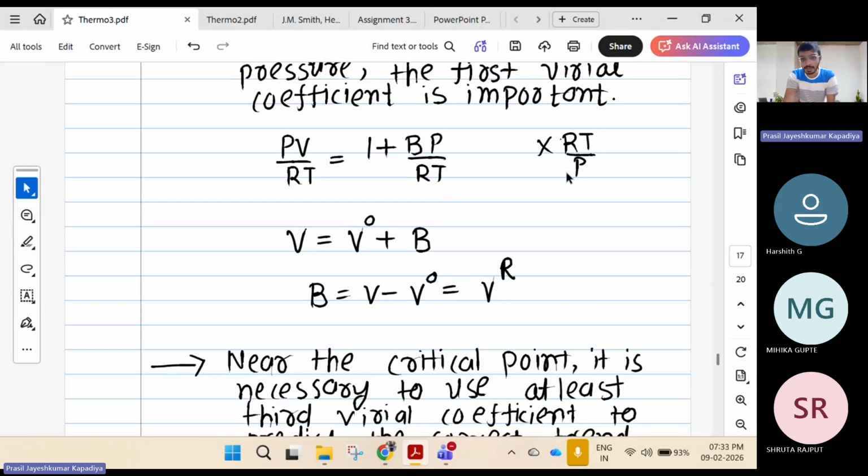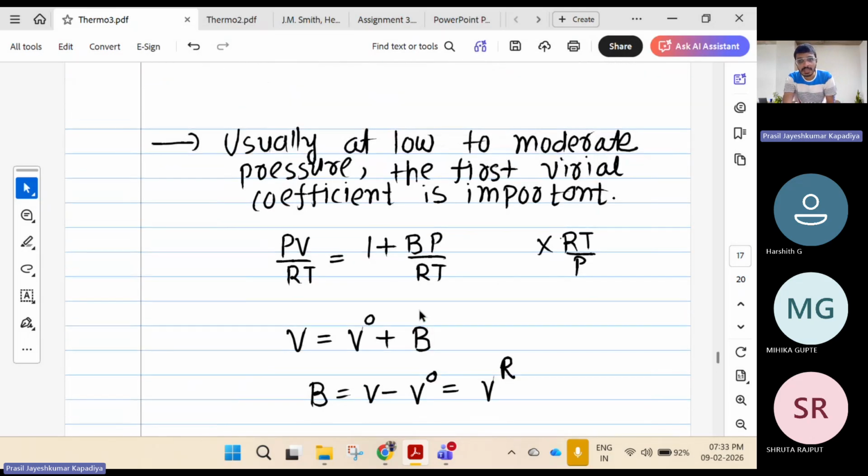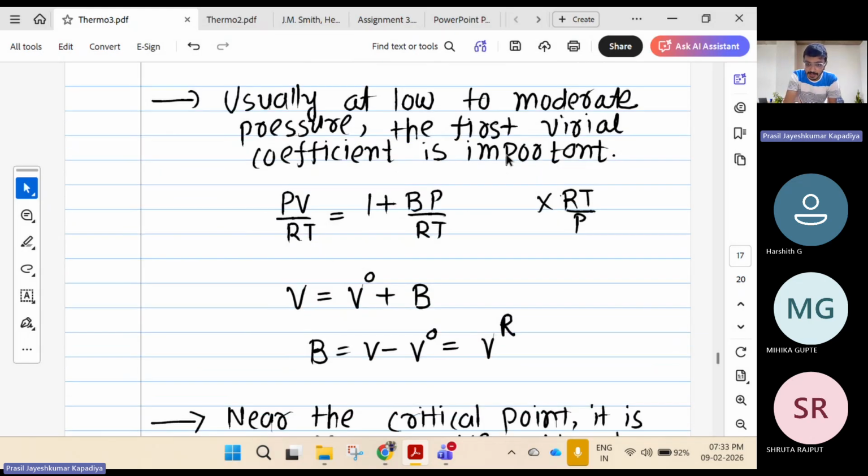If I multiply this equation on both sides by RT by P, I get V equal to V naught plus B, where RT by P is V naught, the ideal gas volume, and only B remains. So B is nothing but V minus V naught. What is V minus V naught? Actual volume minus ideal volume, which is defined as residual volume. So B is nothing but the residual volume at very low to moderate pressures.